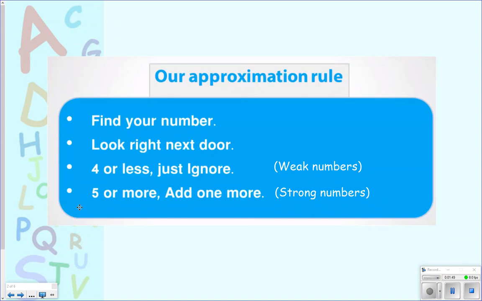Again, go back to our rule, repeat it with me. Find your number. Look right next door. 4 or less, just ignore. 5 or more, add 1 more.